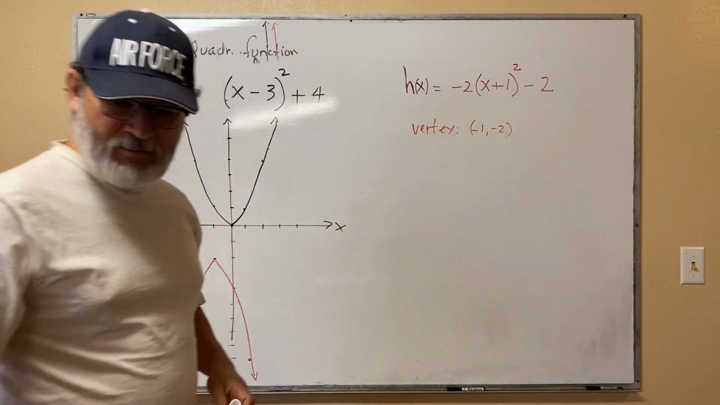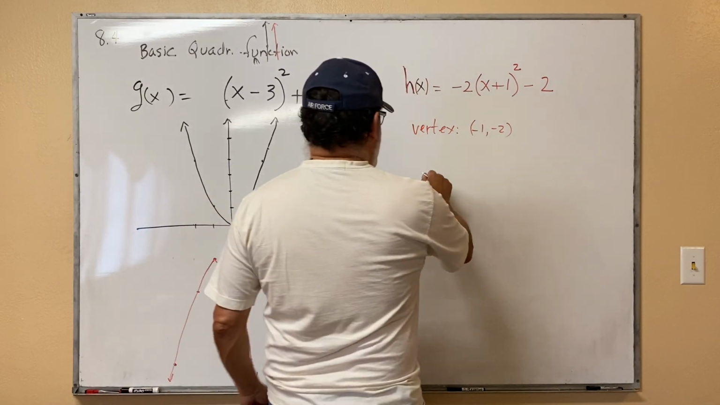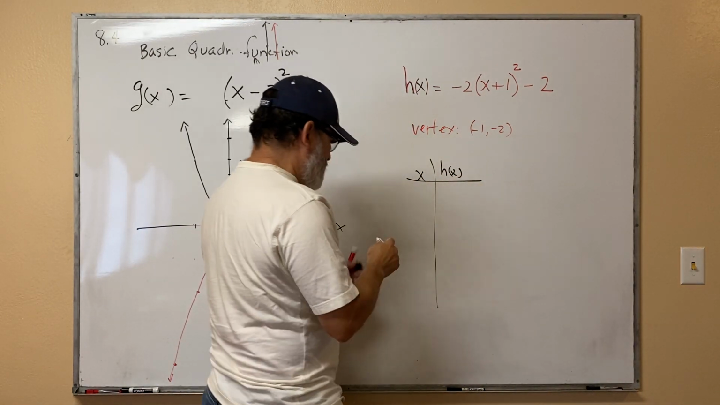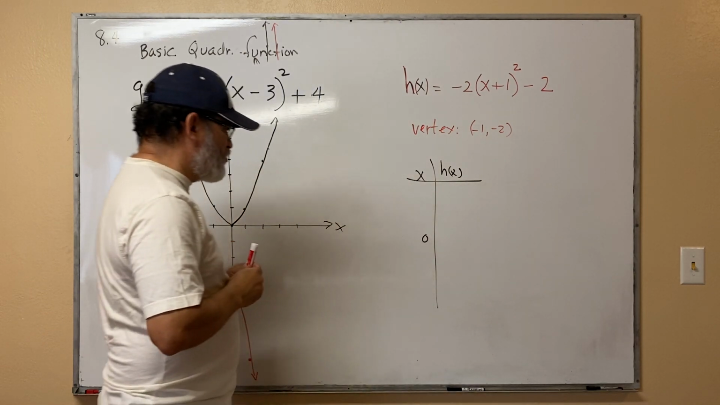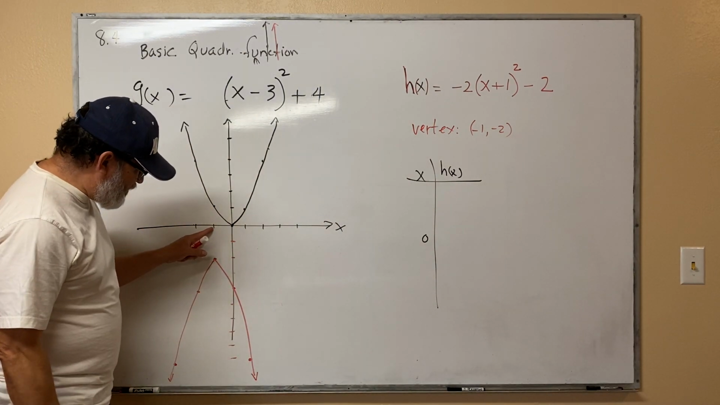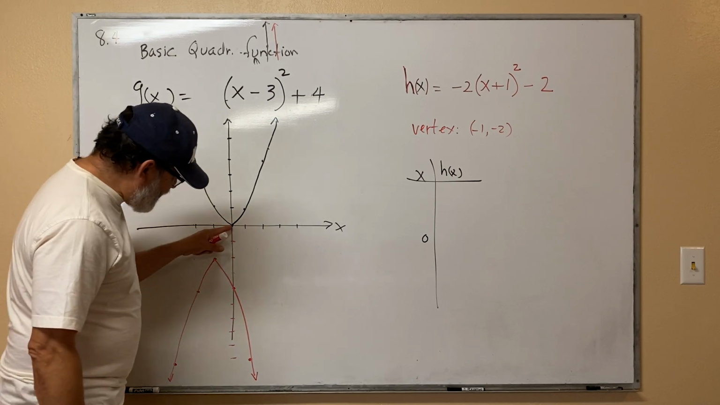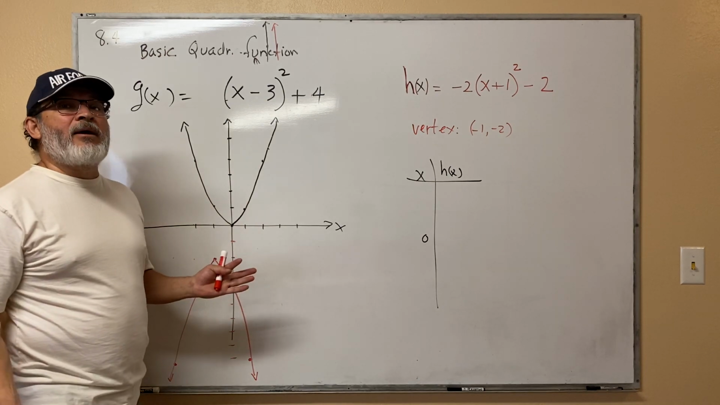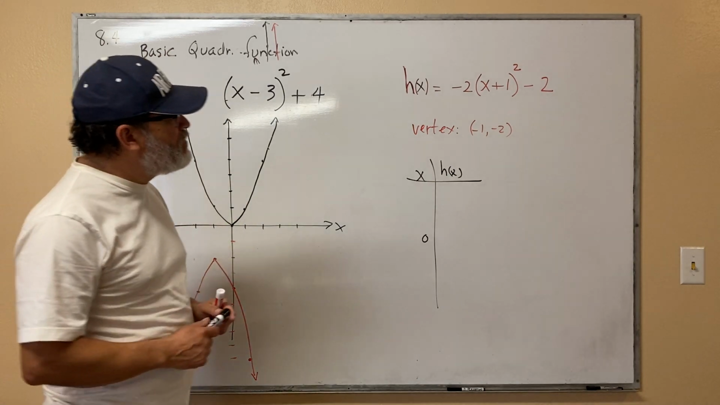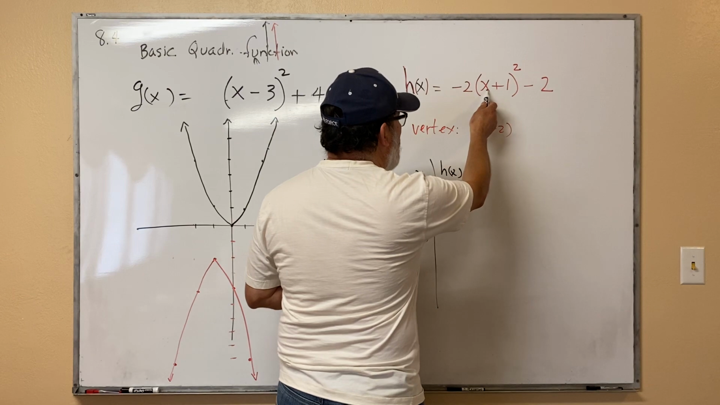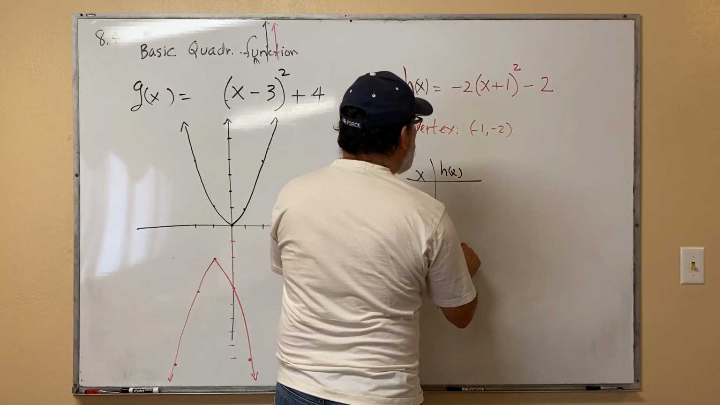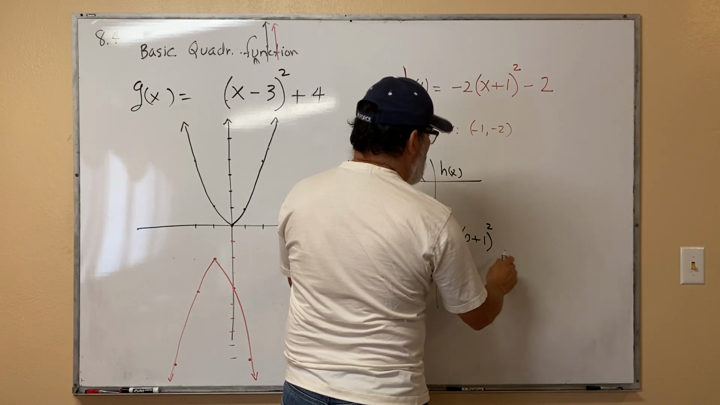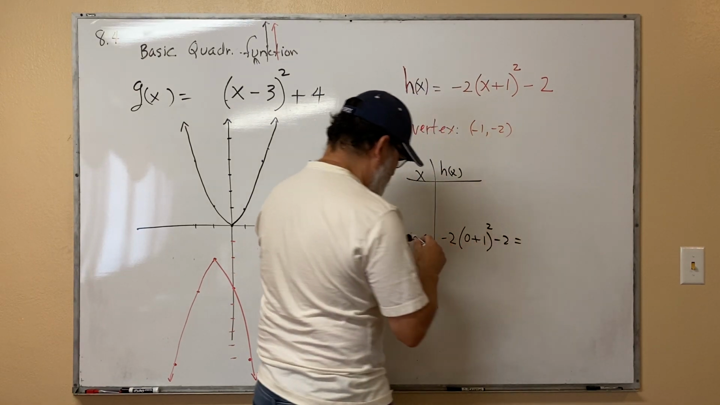Watch this. X and h of x. Plug in 0. When you plug in 0, you're going to get x equals 0. You better get -4. Otherwise, I made a mistake. Plug in 0. There. -2 times 0 plus 1, quantity squared, -2.